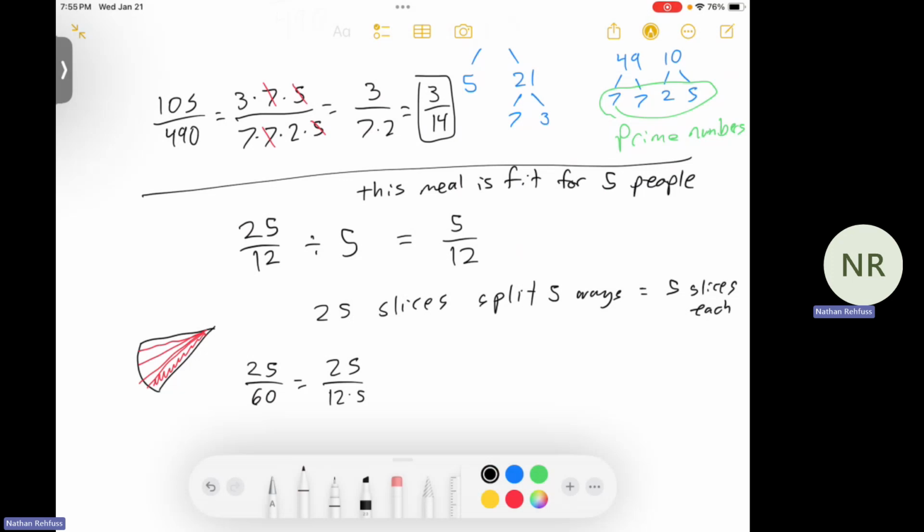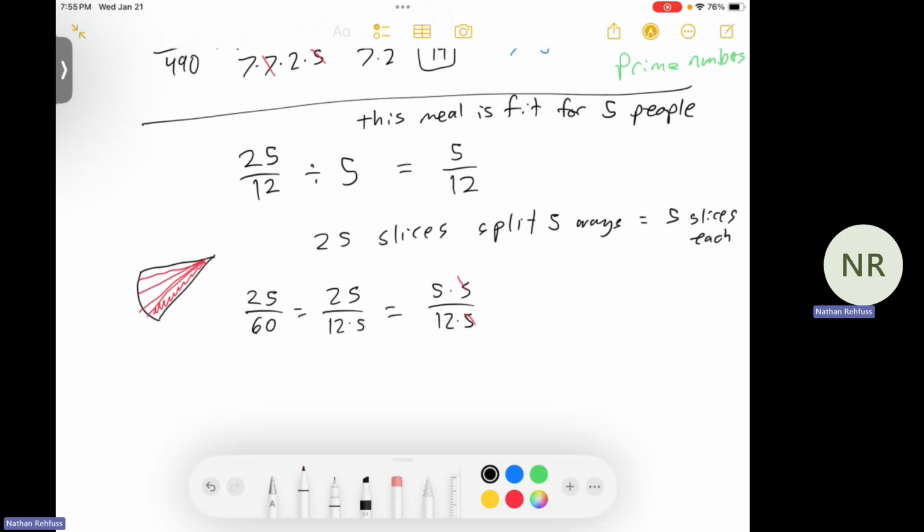So you could divide the 5 out of the numerator or multiply the 5 into the denominator, and you get the same answer, because it turns out 25 over 60 is 5 times 5 over 12 times 5. We can cross out the 5s and get the same answer as 5/12. So if a meal is large enough for 5 people, we divide it into 5 parts.